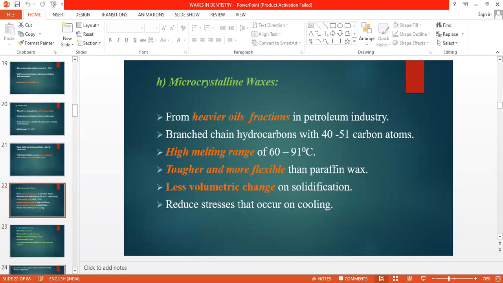Next one is microcrystalline wax. It is formed from heavier oil fractions in petroleum industry, and it is a branched chain hydrocarbon with 40 to 51 carbon atoms. It has a higher melting range of 60 to 91 degrees Celsius. It is tougher and more flexible than paraffin wax, and it has less volumetric change on solidification. It reduces the stress that occurs on cooling.